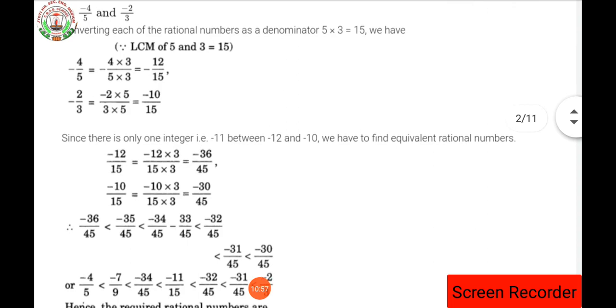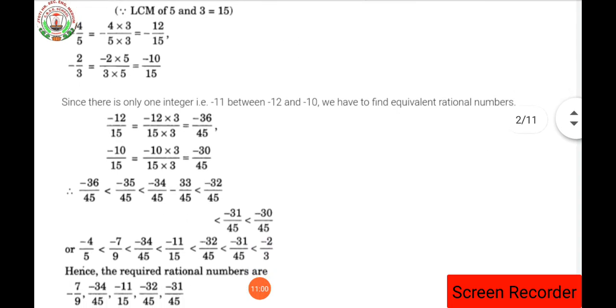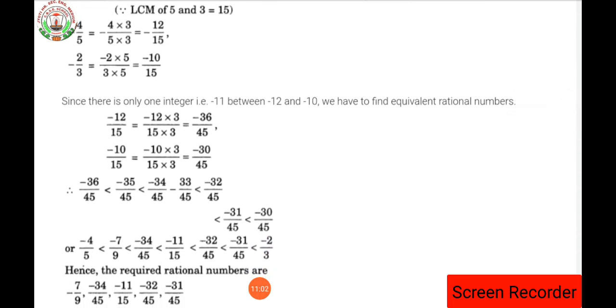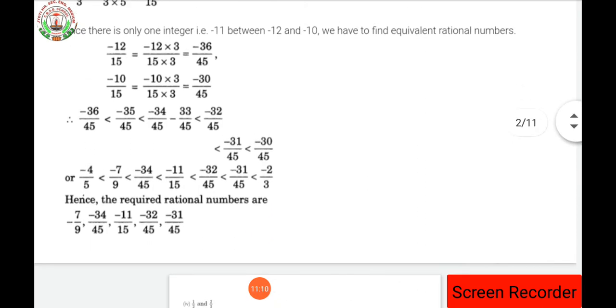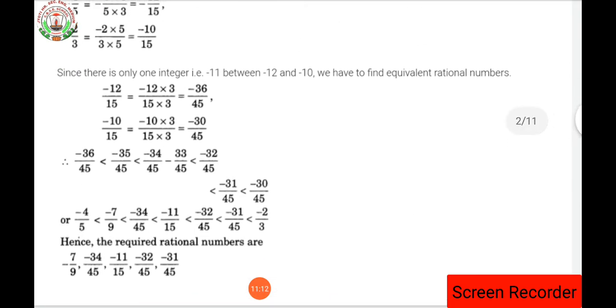So have you understood how to find the rational numbers? So dear student, concentrate, learn it, practice it, then only you will be able to find the rational numbers. Clear? It's a very important topic. It will be helpful for your class 8th also. So just go through what I said.